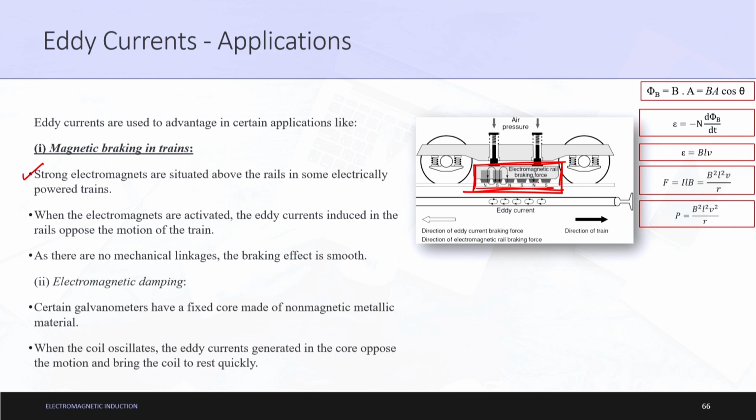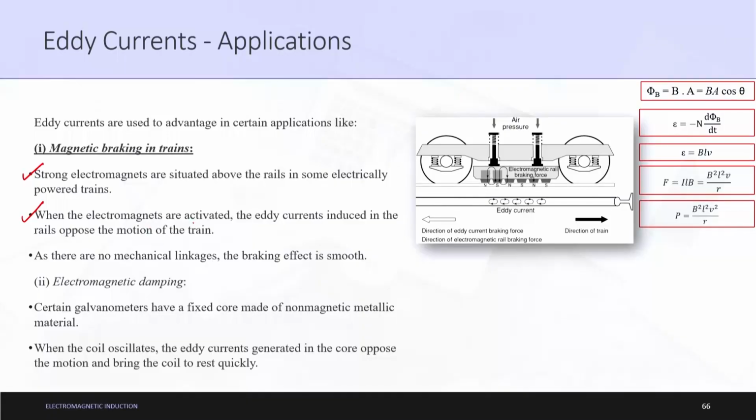These are electromagnets. Now, please try to understand, it is a very good phenomenon. When the electromagnets are activated, the eddy currents induced in the rails oppose the motion of the train, because there is already a magnetic field acting upon the rails near the rail position. Now, what is the use of the braking system? We need to apply brakes, or we need to stop the train in a very small time.